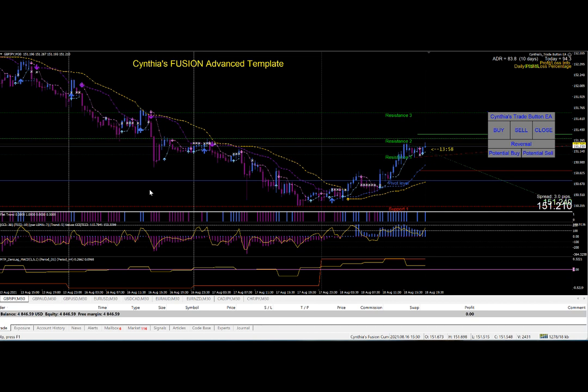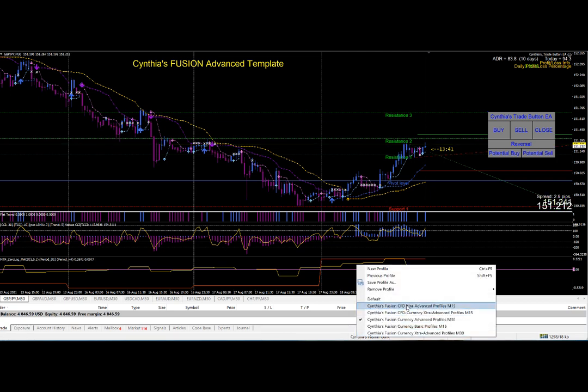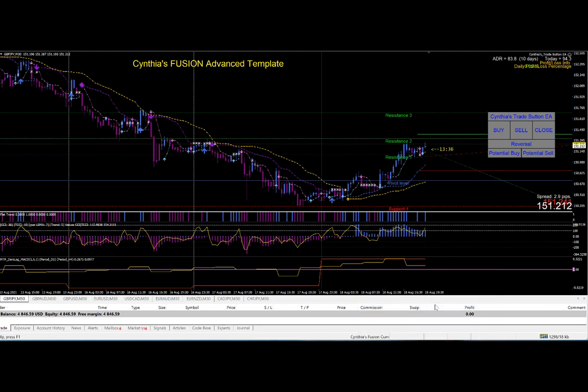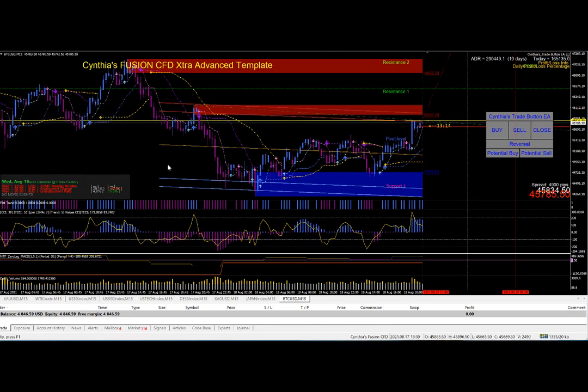So I'm going to show you down here the CFD extra advanced profiles. They open in a 15-minute chart. And this is the CFD extra advanced template, and it's really loaded with a lot of very sophisticated indicators which do take a little bit of time to learn how to use, but you've already learned the basic indicators, so it really shouldn't be too much more for you to learn what I've included in the extra advanced template.